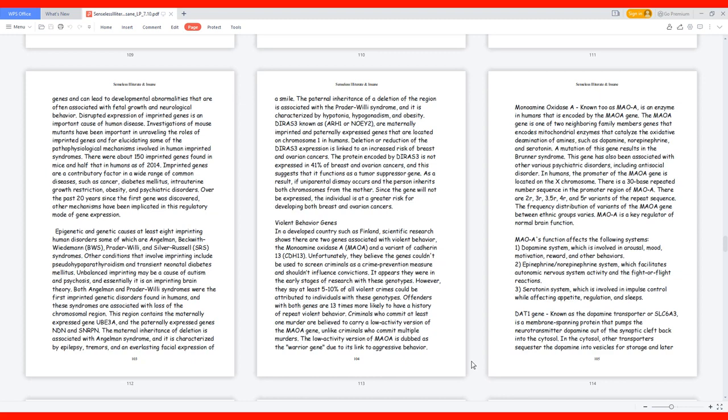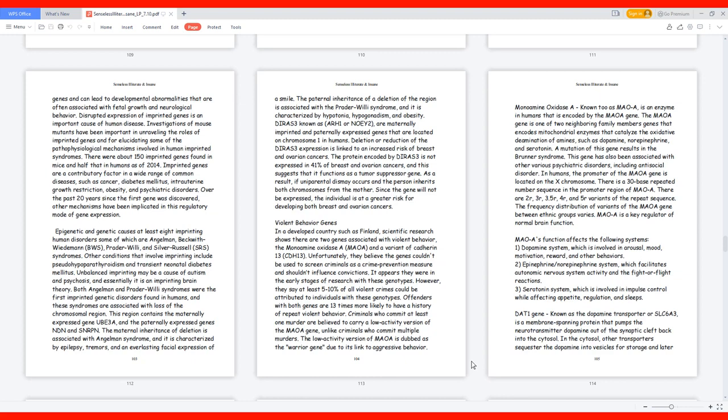Violent behavior genes. In a developed country such as Finland, scientific research shows there are 2 genes associated with violent behavior: the monoamine oxidase A, MAOA, and a variant of cadherin 13, CDH13. Unfortunately, they believe the genes couldn't be used to screen criminals as a crime prevention measure and shouldn't influence convictions. It appears they were in the early stages of research with these genotypes.